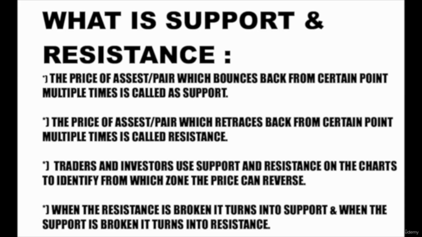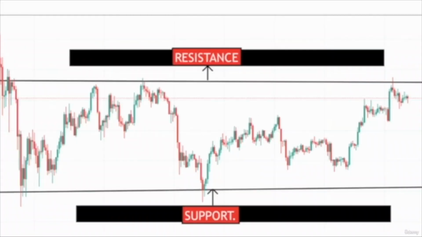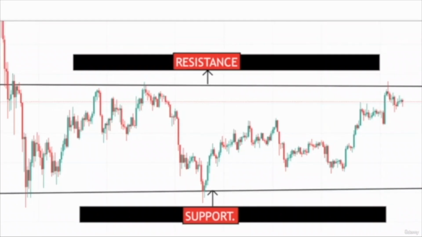The price of an asset pair which bounces back multiple times from a certain point is called a support. As you can see in the diagram which I have drawn for you below, I have marked the support and resistance level. So the price of an asset pair which bounces back from a certain point multiple times is called support. As you can see in this diagram, the price bounced multiple times from this support. Here it got multiple taps, as you can see in this zone.